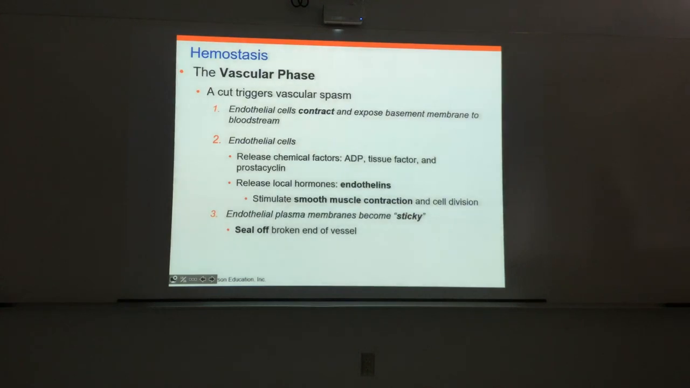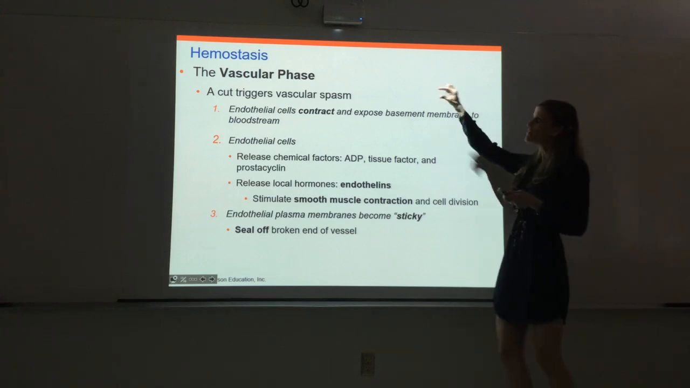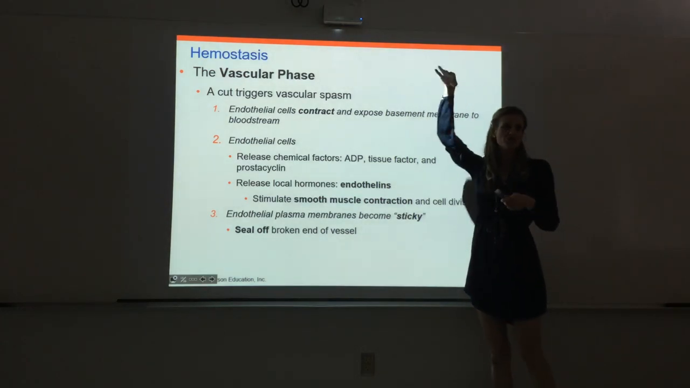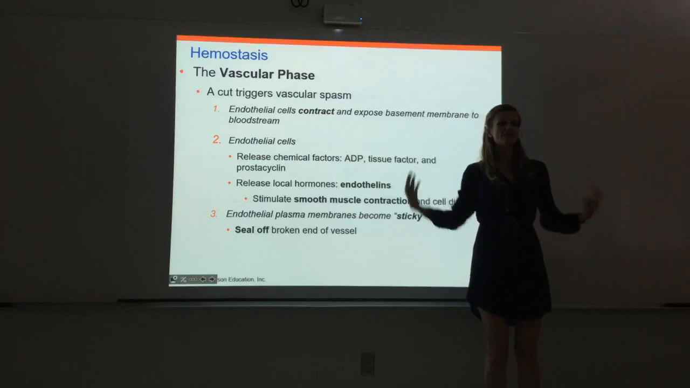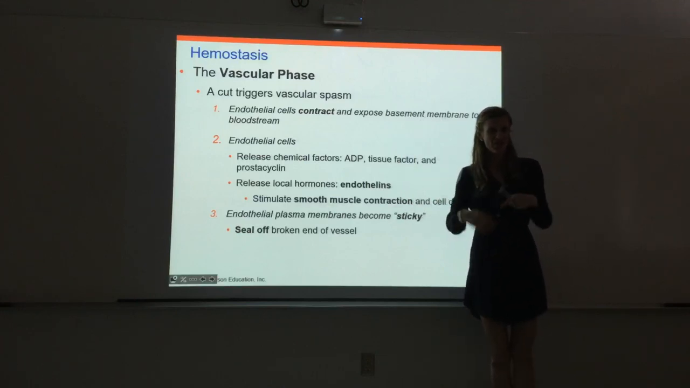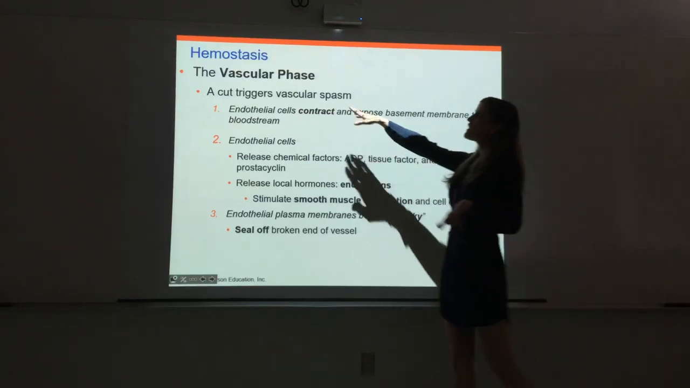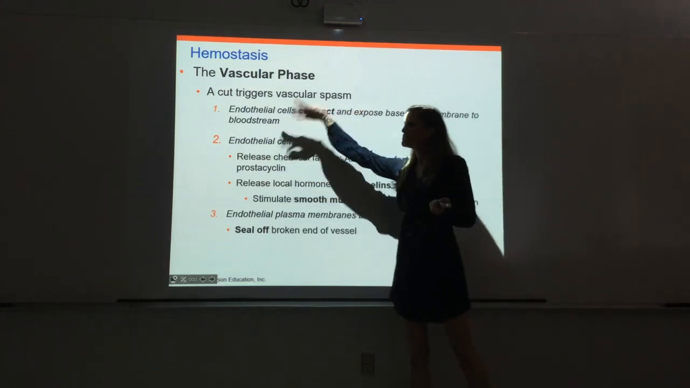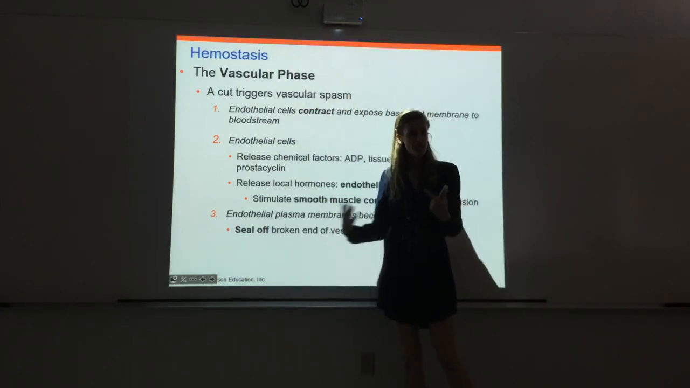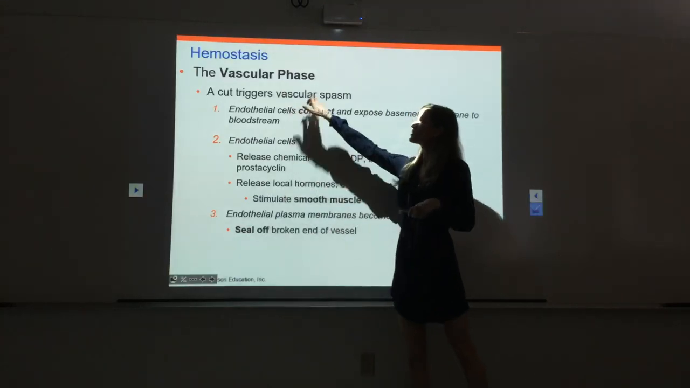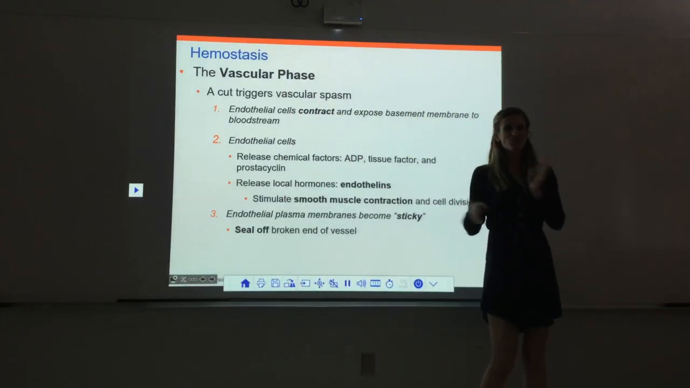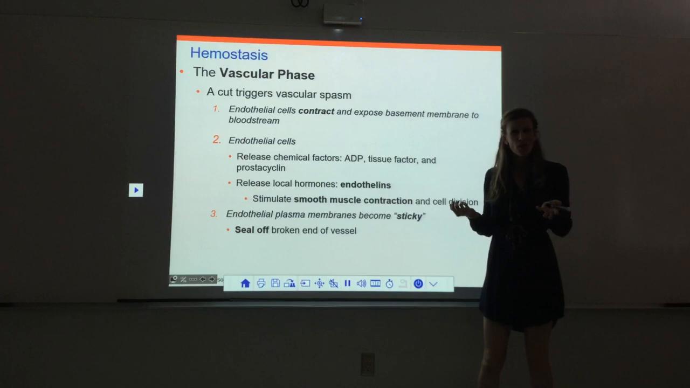So we'll start with the vascular phase. The vascular phase is called vascular because it starts in the vessel. The vascular phase is initiated or begins either in the vessel wall or in the damaged tissue around it. So it's starting outside of the blood. It's not actually starting in the blood with the platelets. When we look at the vascular phase, initially there's some sort of cut or puncture or damage to the vessel wall, and that triggers a vascular spasm. The spasm will normally last up to about a half an hour or so.